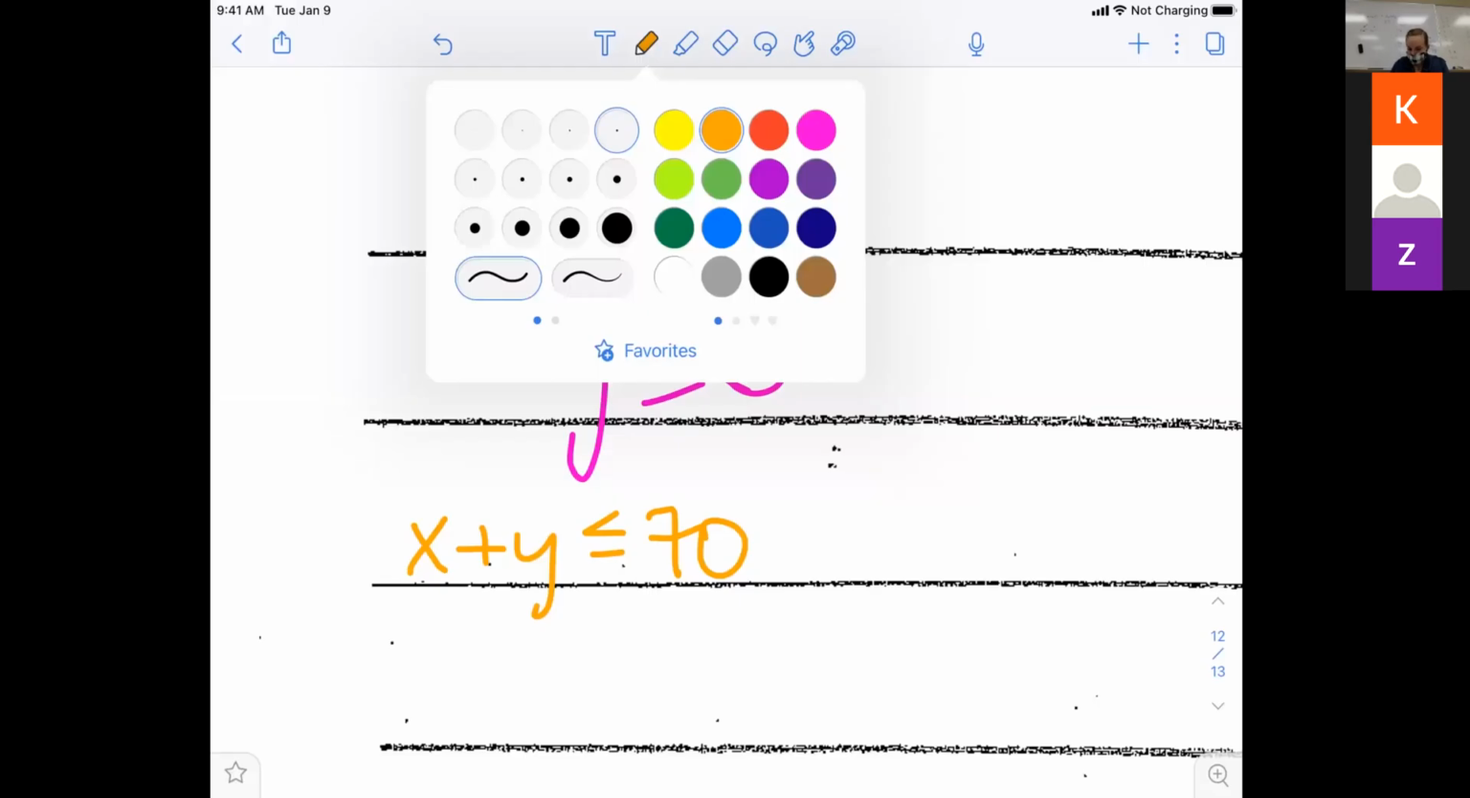The next equation I'm going to do in purple, and it's my seed cost. So I'm going to say 20x, so 20 for potatoes, plus 60 for corn, 60y, is less than or equal to 3,000. And those are actually the only equations I'm going to graph. The last equation, that last line is profit, and that goes on my maximum minimize line.